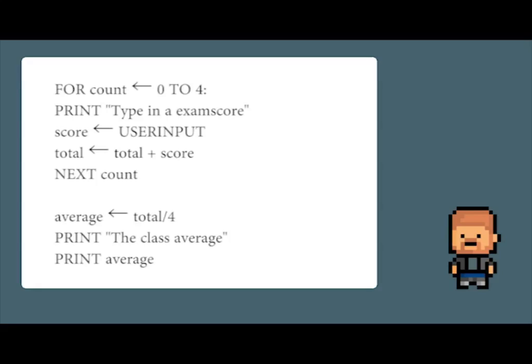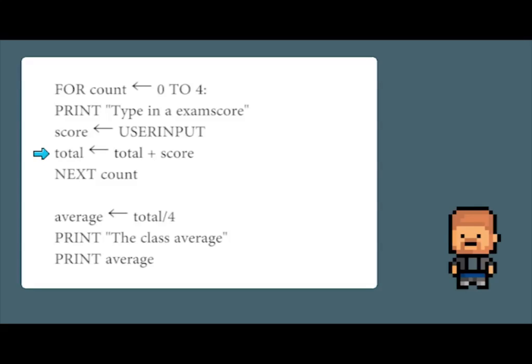This simple program takes 4 user inputs and adds it to the total at the end. The first line is a for loop, 0 to 4. The variable count is initially set to 0, and every time around the loop it adds 1 to it until it gets to 4, and then it breaks out of the loop. The first thing it does in the loop is to ask the user to type in an exam score. The next line, number equals user input, assigns the number that is input to the variable score.